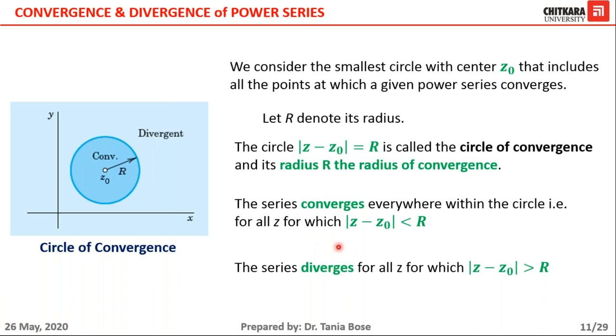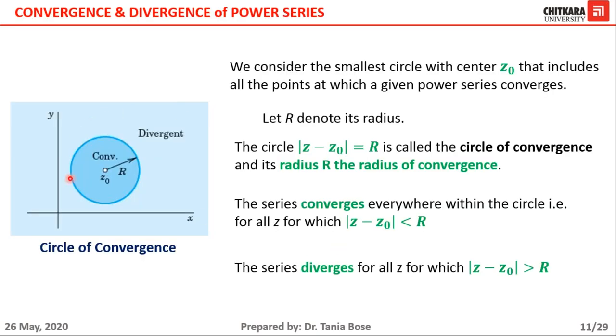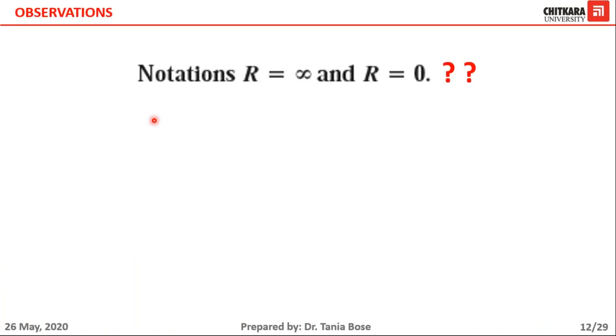Now, there are two notations in this: one is r equal to infinity and the other is r equal to 0, right? What do you mean when r becomes infinity and what do you mean when r becomes 0? If I go back to the previous slide and refer to this diagram, if I say that r is equal to 0, what does it mean? That this circle has been punctured to the point z naught, if the radius becomes 0, right? And if I say that r is equal to infinity, what does it mean? It is a very big circle which includes everything, isn't it? So now let us see the meaning of r equal to 0 and infinity.